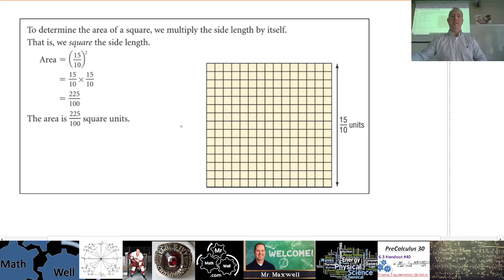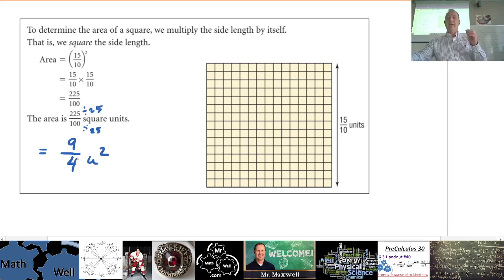It's not necessarily simplified though, is it? No. Can we simplify 225 over 100? We could divide both the top and the bottom by what? By 25. What do I get when I divide these by 25? 9 over 4. Excellent. Does that look like its simplest form? It is in simplest form because we can't divide 9 and 4 by the same whole number to reduce that fraction.